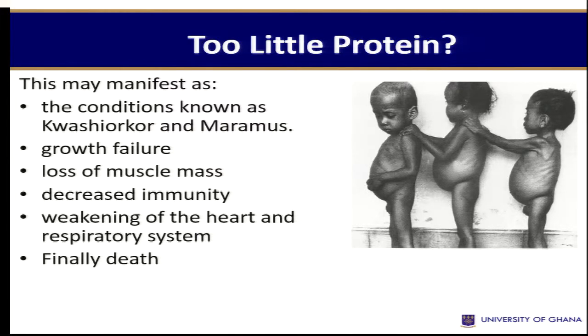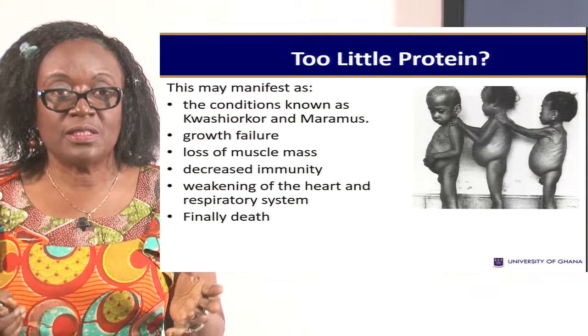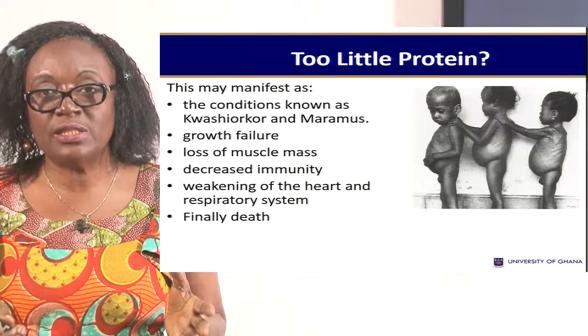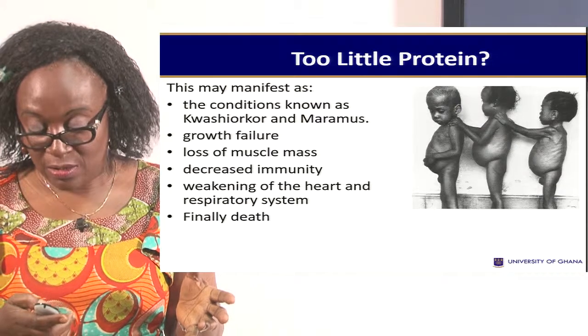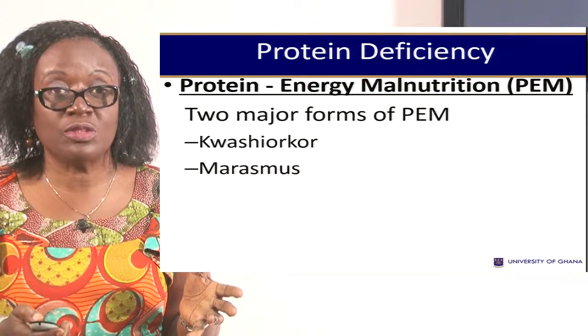Too little protein, yes, Kwashiorkor and Marasmus. There is growth failure, growth retardation is very common. The muscle mass is not there. There is decreased immunity, weakening of the heart and respiratory system, finally death, with too little protein for the children under 5. It's very common in Africa, Ghana not excluded.